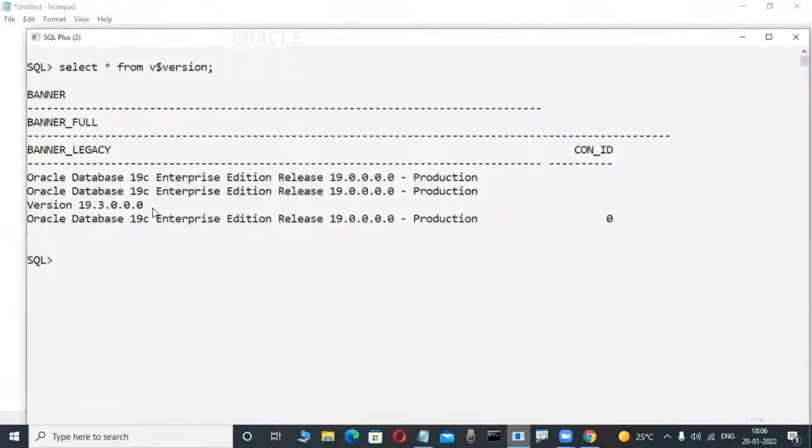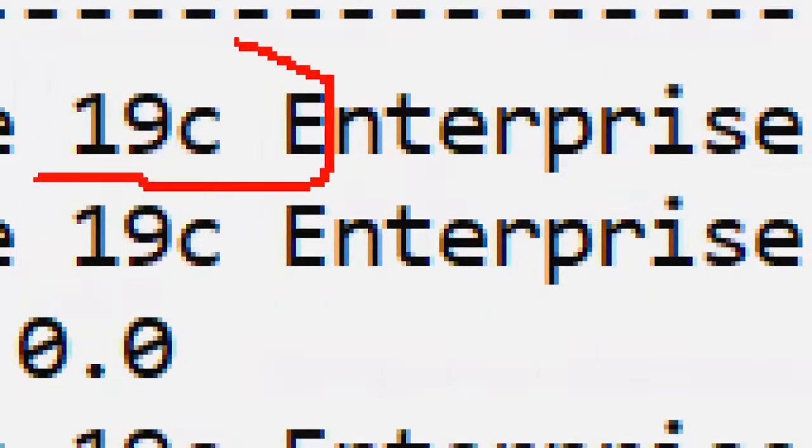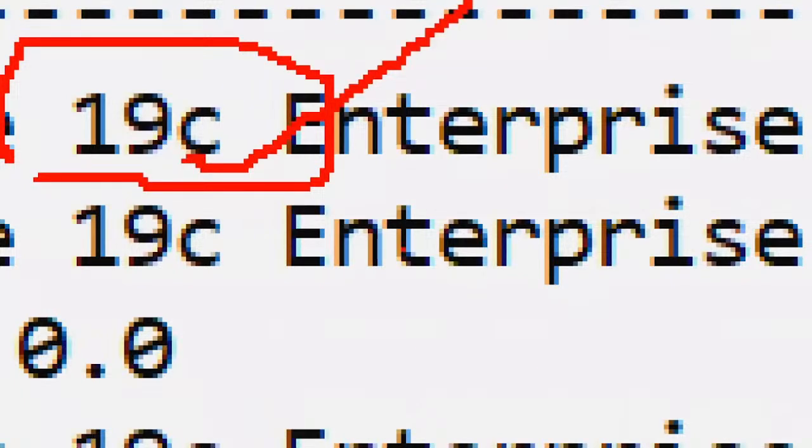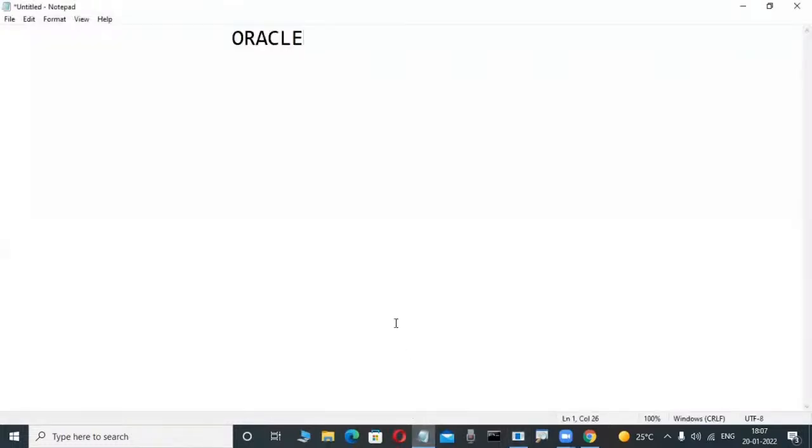But in our class, this software is available. 19c we are learning only. C means cloud technology. Cloud computing is there. In the olden days, grid computing was there. Now cloud. What is cloud and all these things we will understand.